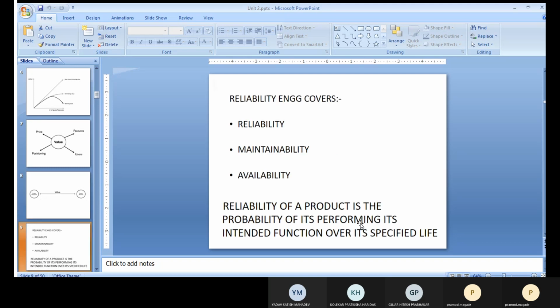Next point is about reliability. So can anybody explain what is reliability from a new product point of view? What is reliability? Tell me. Hitesh? Pratiksha, can you tell me?